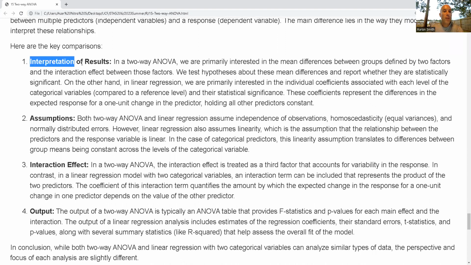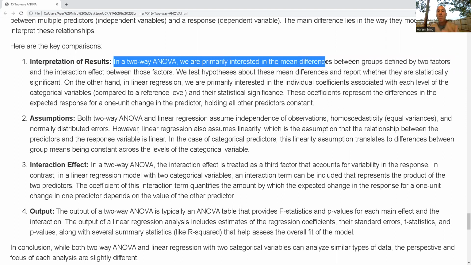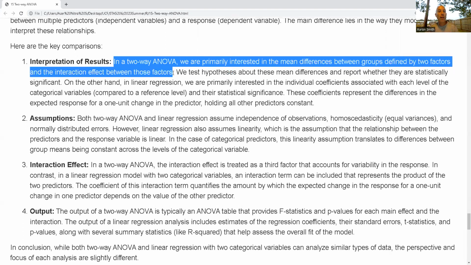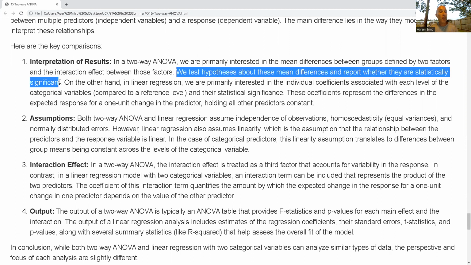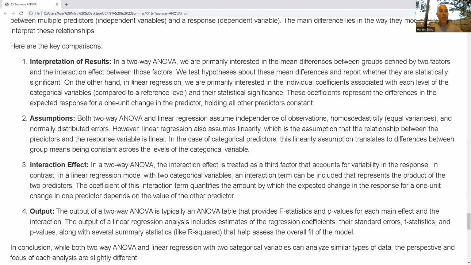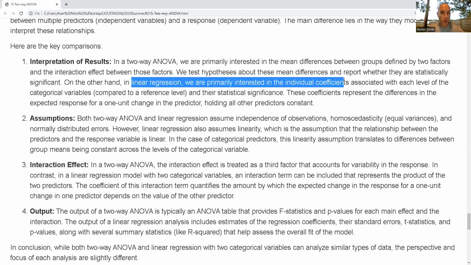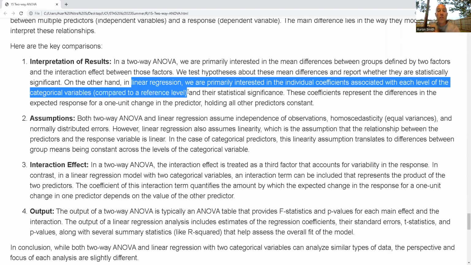First one is interpretation. In a two-way ANOVA, we are primarily interested in the mean difference between groups defined by two factors and the interaction effect between those factors. We test hypotheses about these mean differences and report whether they are statistically significant. On the other hand, in linear regression, we are primarily interested in the individual coefficients associated with each level of the categorical variable compared to a reference level. This is using dummy variable coding, and the statistical significance.